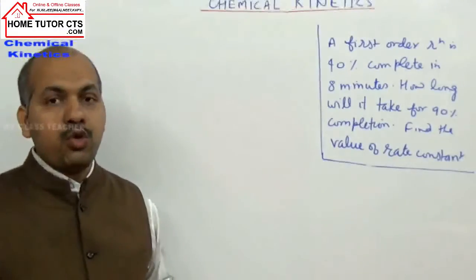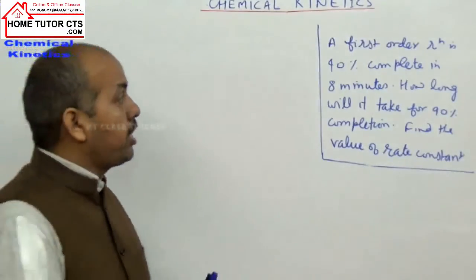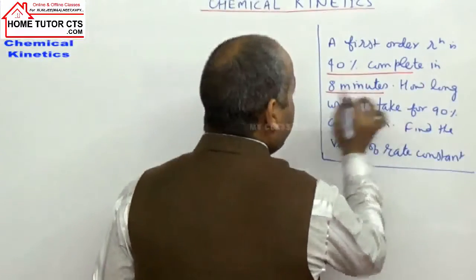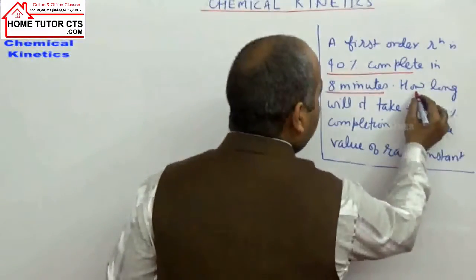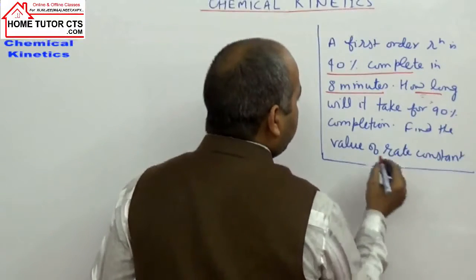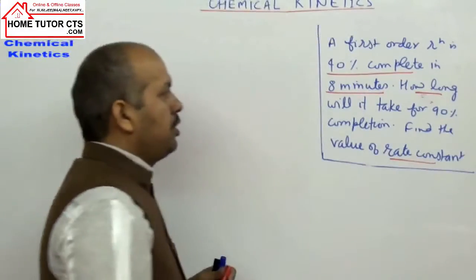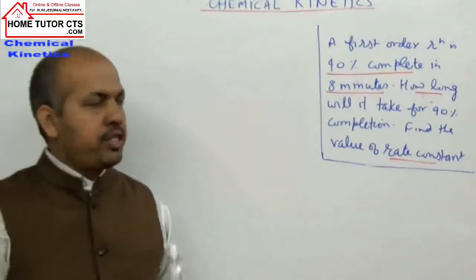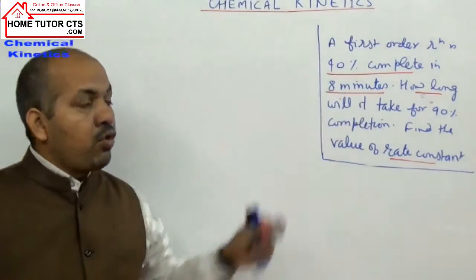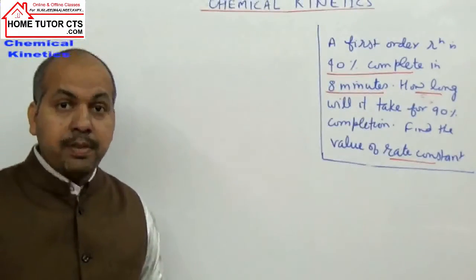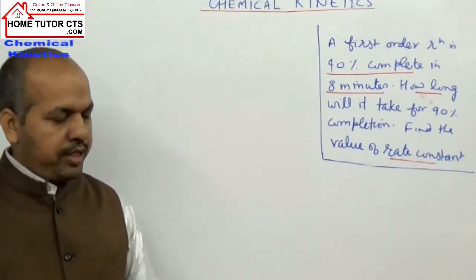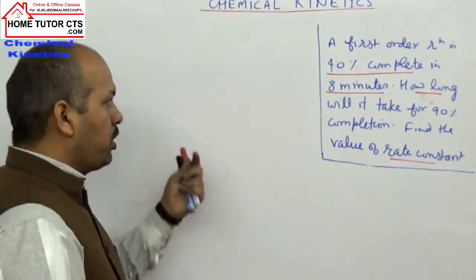Okay. Let us come to the solution part. In this question, we are given that the time required for 40% of the reaction completion is 8 minutes. We need how long the time required is. The second requirement is the rate constant. In the question we require two pieces of information: first, the time required for 90% completion of the reaction, and second, the value of the rate constant. So we can do the question.